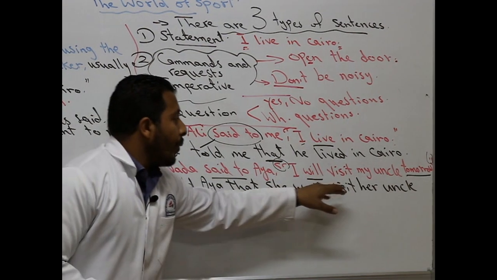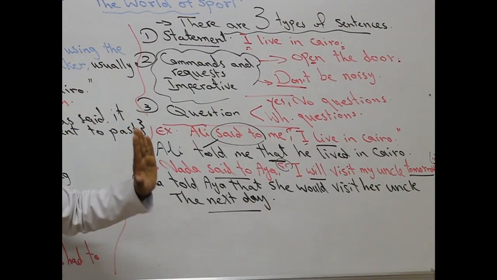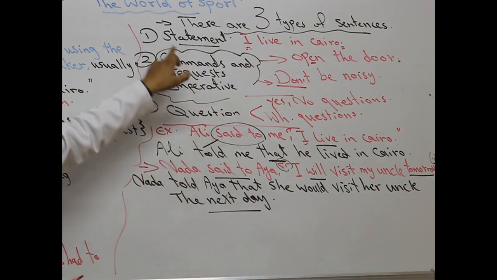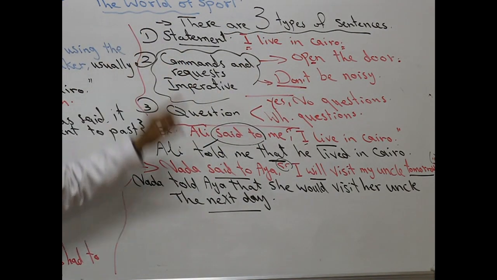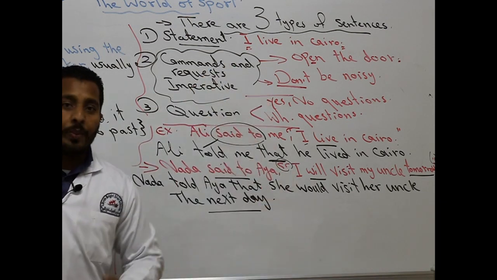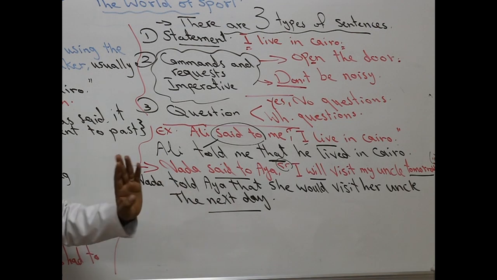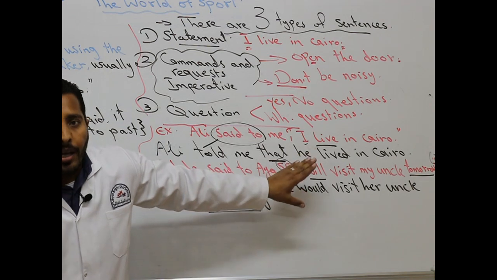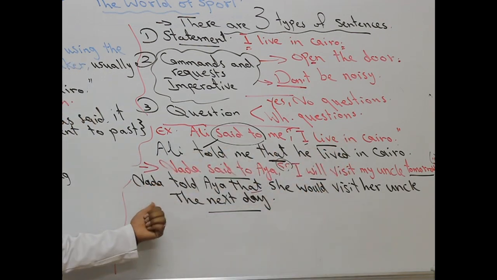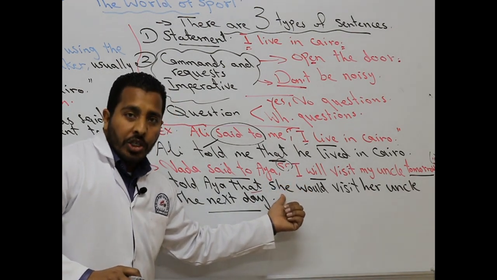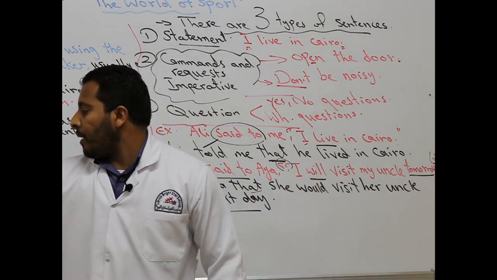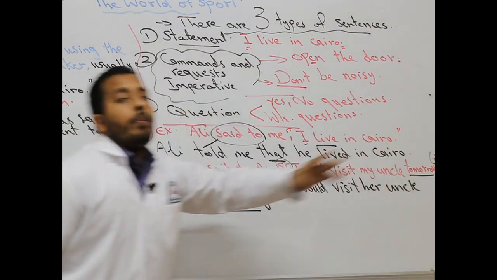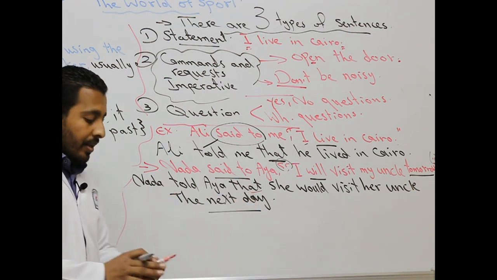Nada said to Aya, I will visit my uncle tomorrow. First, identify the type of the sentence. تعرف على نوع الجملة. This is a statement. دي جملة خبرية. So, to change it from direct into indirect speech, we change said to into told. We drop quotation marks and use that. We change I according to the speaker. The speaker is Nada, so we must change I into she. Will must be changed, as we said before, into would. Visit her uncle tomorrow. Tomorrow must be changed into the next day.